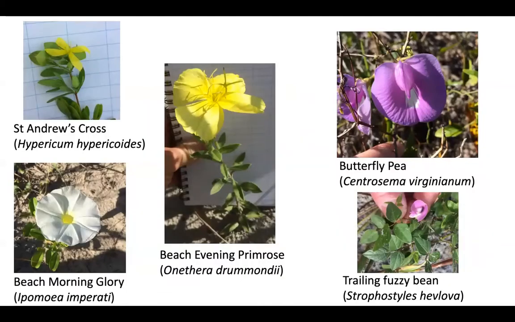There are several really beautiful flowering species. Beach evening primrose here in the middle and beach morning glory are two of the more common species that you would be most likely to see when walking on the boardwalks, especially near the foredune. Back in the woods, you might find St. Andrew's cross, butterfly pea, or trailing fuzzy bean. And again, when these flower, they're quite beautiful and can cover large portions of the dune.